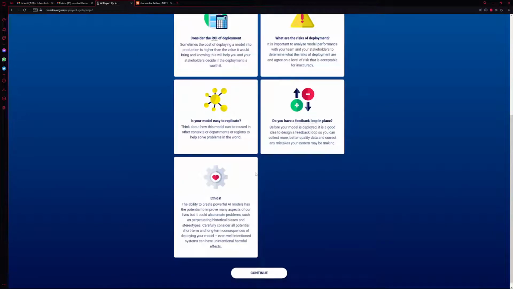Ethics. The ability to create powerful AI models has the potential to improve many aspects of our lives, but it could also create problems such as perpetuating historical biases and stereotypes. Carefully consider all potential short-term and long-term consequences of deploying a model. Even well-intentioned systems can have unintentional harmful effects.